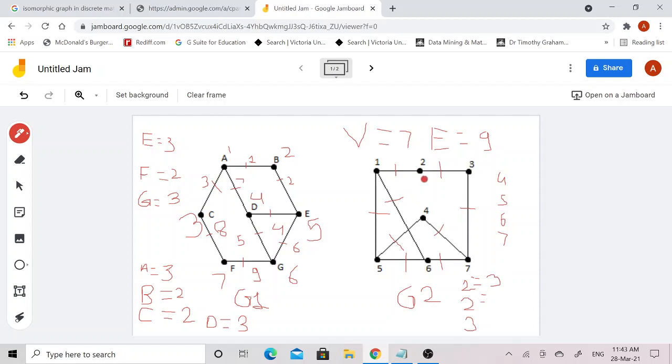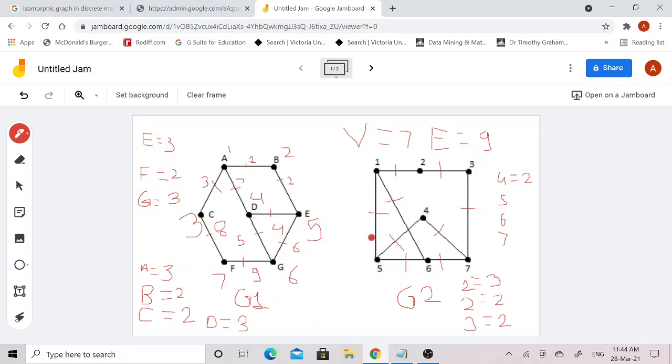For node 2 there are 2 edges. Degree of vertex of node 2 is 2. Again for node 3 there are 2 edges connected to this node 3. So the degree of vertex for node 3 is 2. Node 4 also contains the degree of vertex 2 because there are 2 edges connected to this node 4.